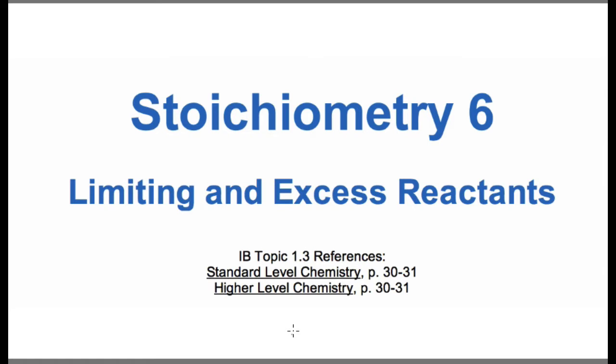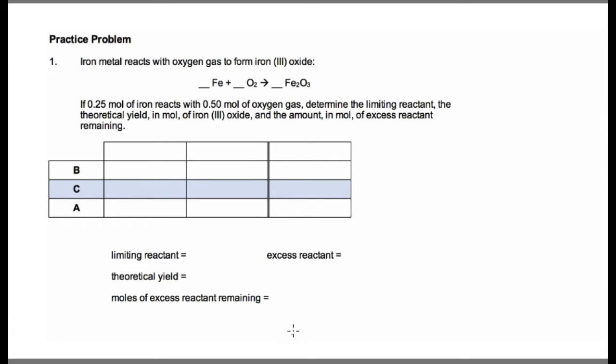Stoich 6, limiting and excess reactants. Practice problem 1. Iron metal reacts with oxygen gas to form iron 3 oxide. 0.25 moles of iron reacts with 0.5 moles of oxygen gas. Determine the limiting reactant, the theoretical yield in moles, not in mass, not in grams, of iron 3 oxide, and the amount in moles of excess reactant remaining.